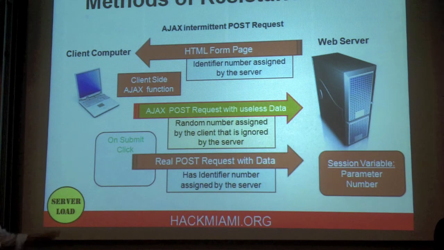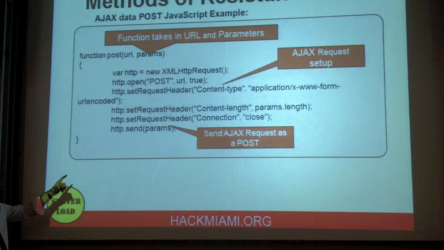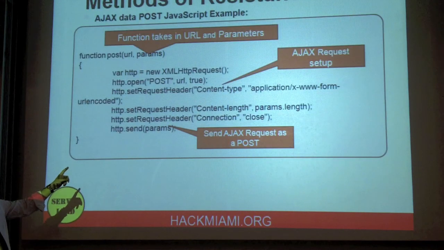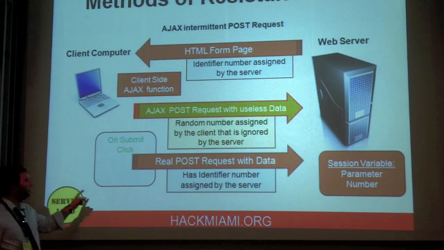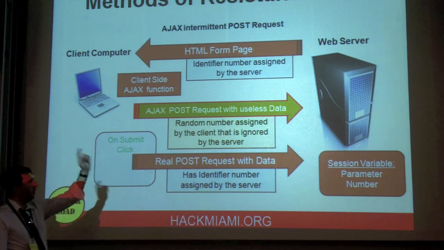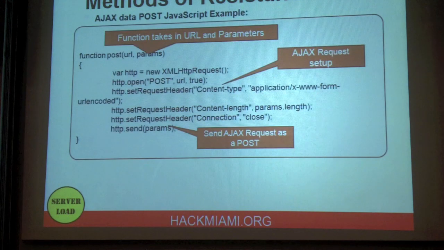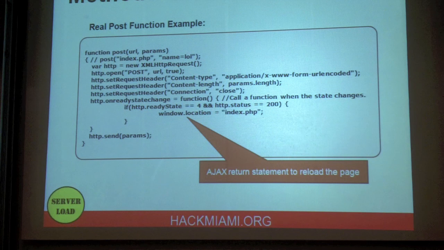Okay. So then we have the onSubmit. The real post data goes through, has the identifier number assigned by the server. Session variable has the parameter of the number, and then accepts the actual real post. So here's an Ajax post JavaScript example. This is pretty straightforward. You guys are smart, so we won't explain. Here's a real post function that we use. It's pretty straightforward.